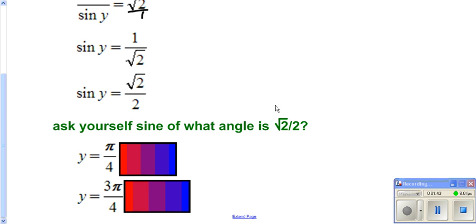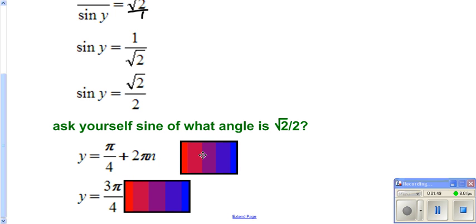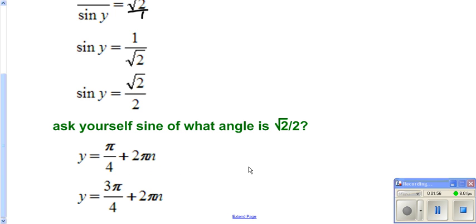But since we can go around our unit circle more than once, we got to say, well, it's really going to be pi over 4 plus any multiple of a full revolution around, meaning 2 pi n. And the same idea down here, since you can go around more than once.